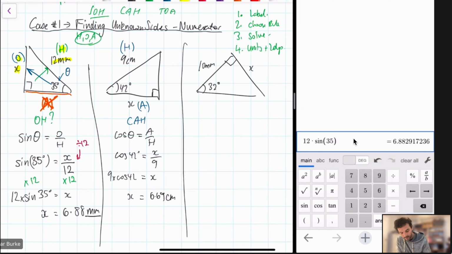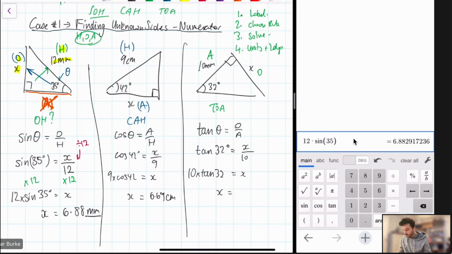Next, we label. So we've got an opposite here, an adjacent here. Then we know what uses that, TOA. So therefore we're going to write our equation: tan theta is equal to opposite on adjacent. We sub in, rearrange, and then we find our answer of 6.25, and our units are millimeters there.